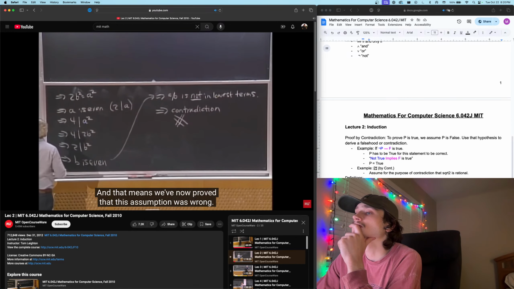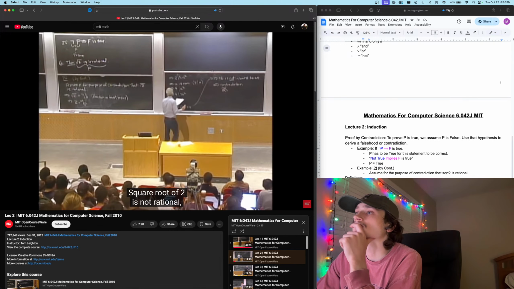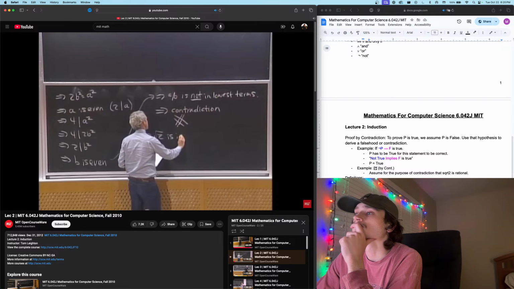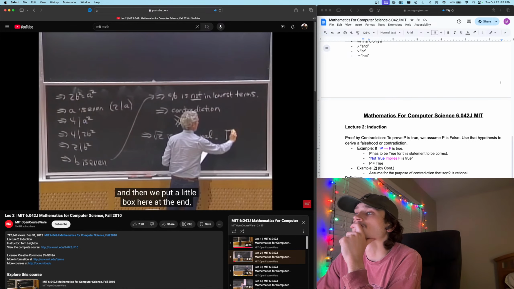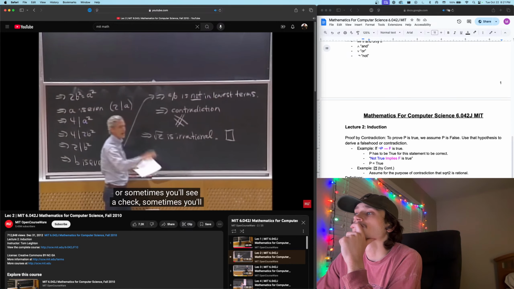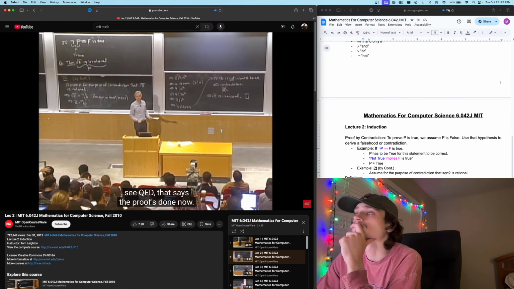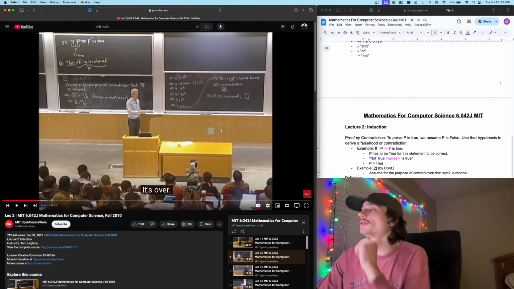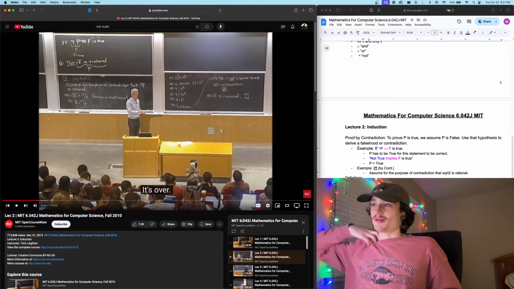And that means we've now proved that this assumption was wrong. Square root of 2 is not rational, so it must be irrational. All right, and then we put a little box here at the end, or sometimes you'll see a check, sometimes you'll see QED that says the proof's done now. It's over. Interesting. Okay. So that took my brain a little bit of working around, but I got it.